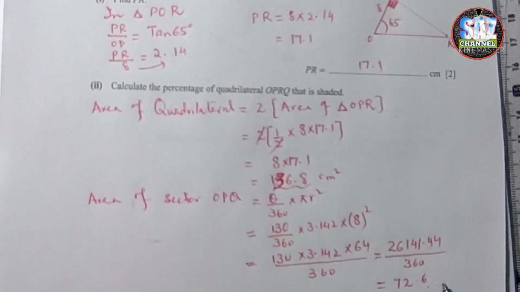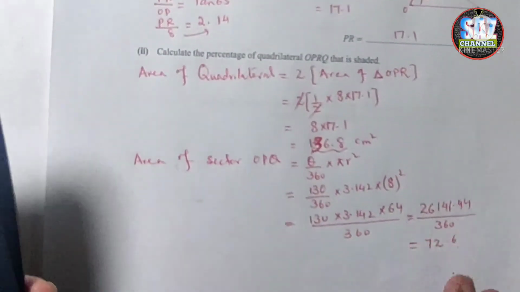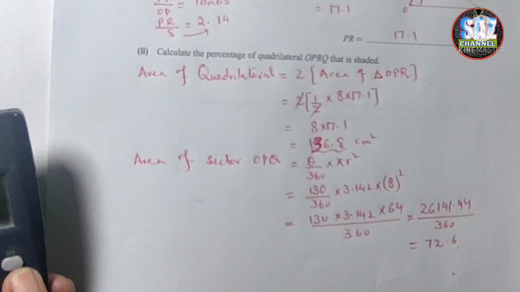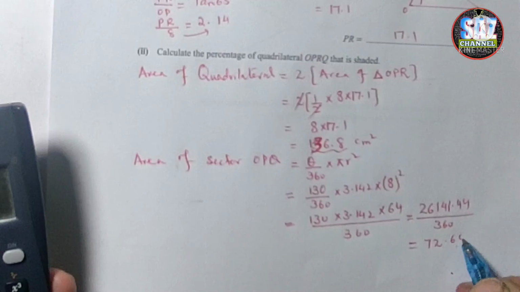And now the area of the sector, let me confirm the area of the sector again, so that there is no problem with my working. This is 26141.44 divided by 360, and this is 72.6 units square.